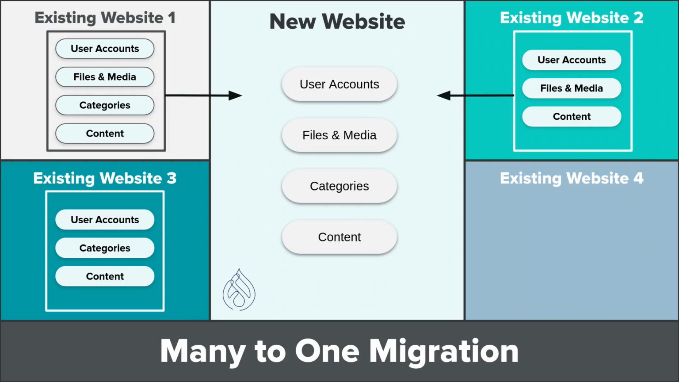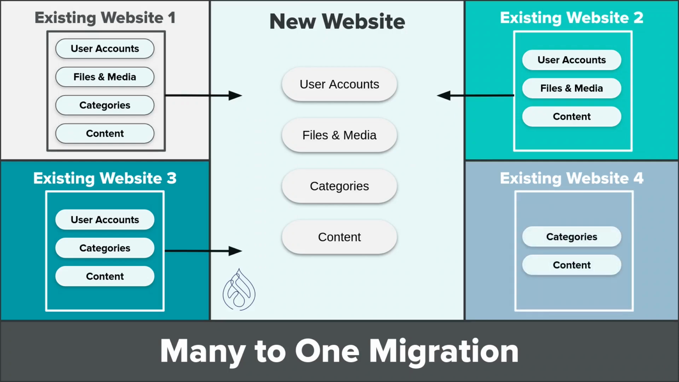And we repeat for website 3. Website 3 might have to keep user accounts, categories, and content, but we don't need any files and media. Maybe the images there, we don't need anything. So we've determined that through content audit, and then we create a mapping.